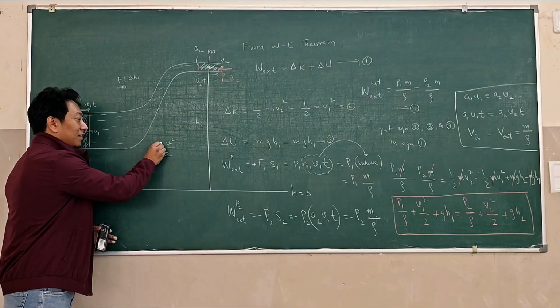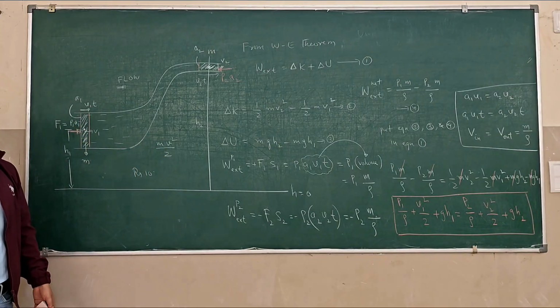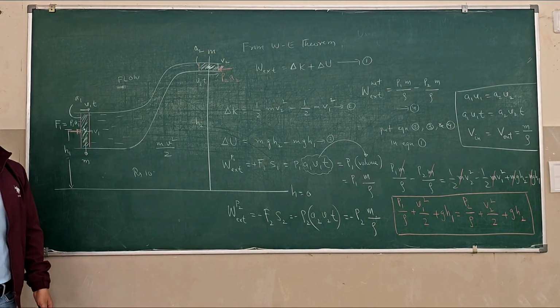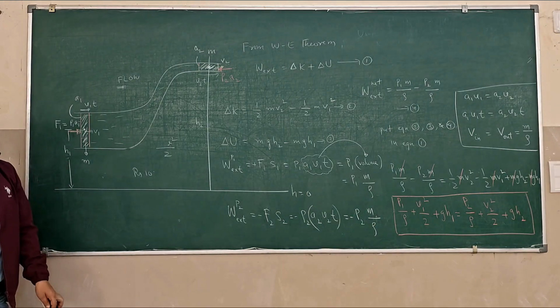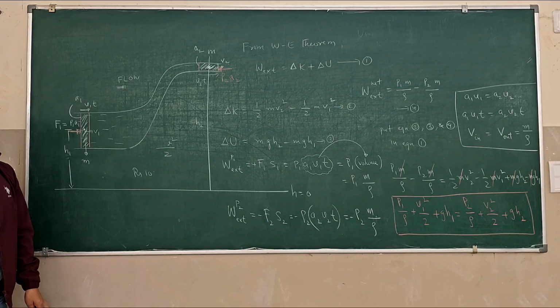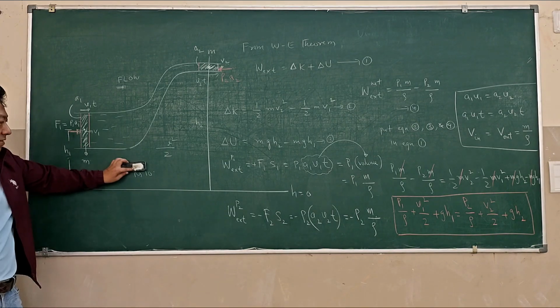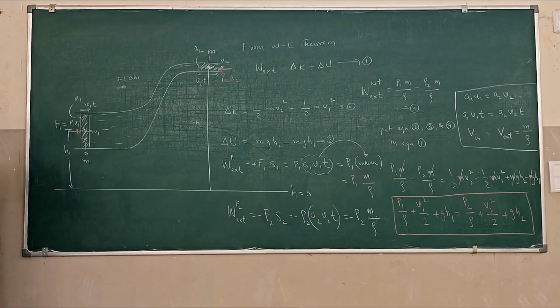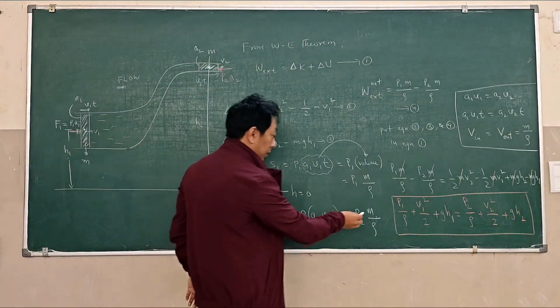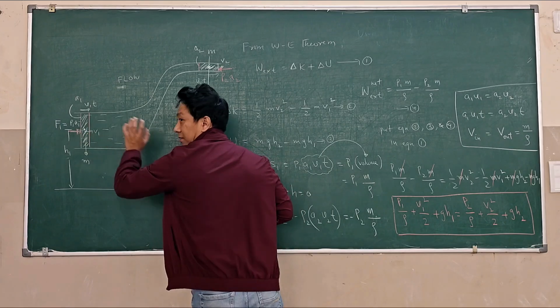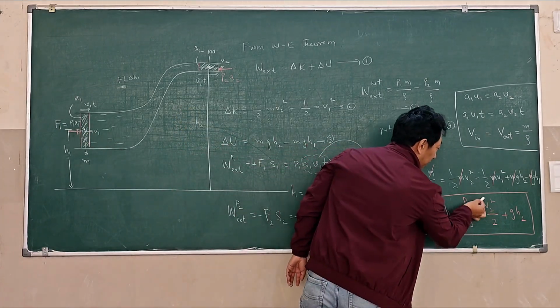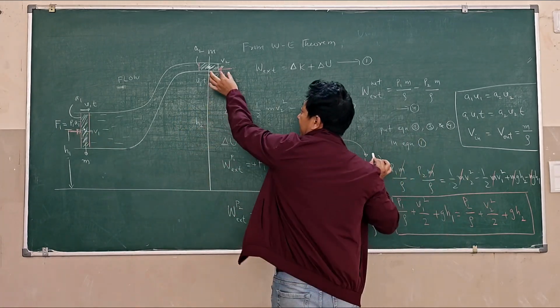What is this? Kinetic energy of some fluid whose mass is m. If I remove this, kinetic energy per unit mass. So this term is kinetic energy per unit mass here.